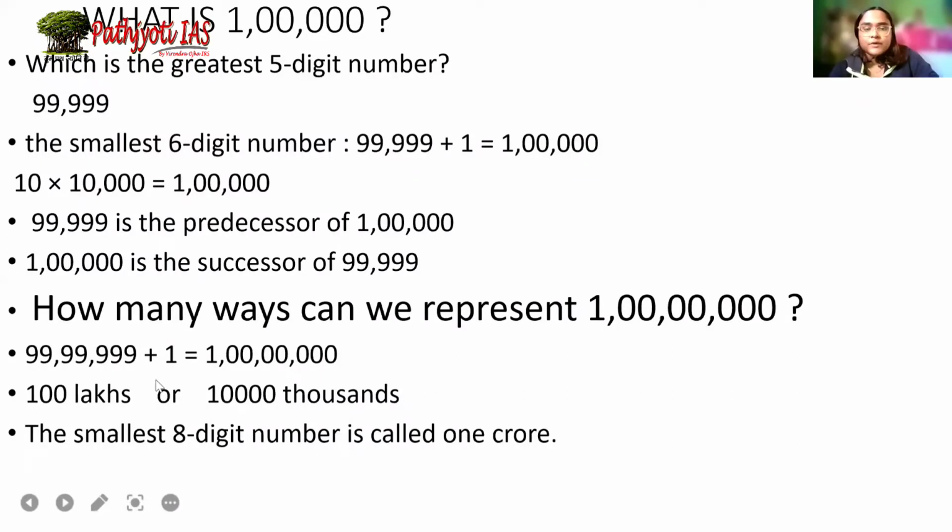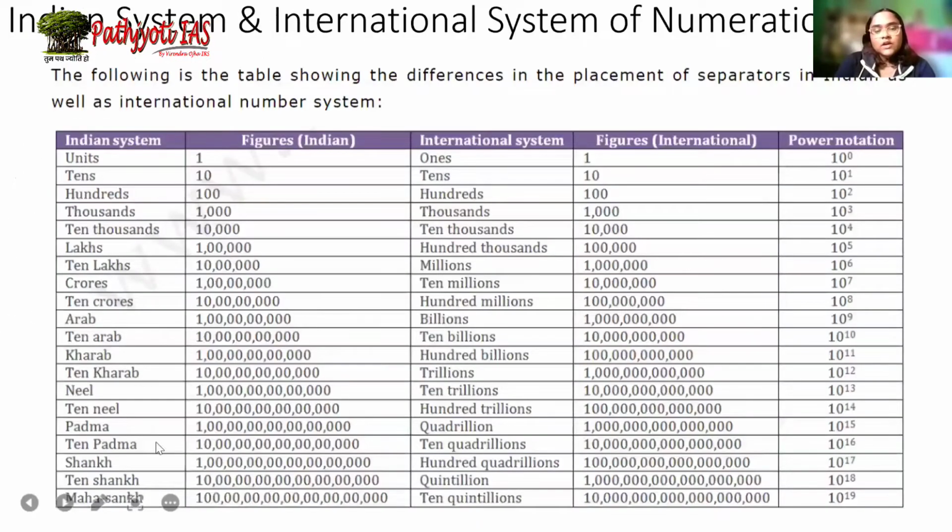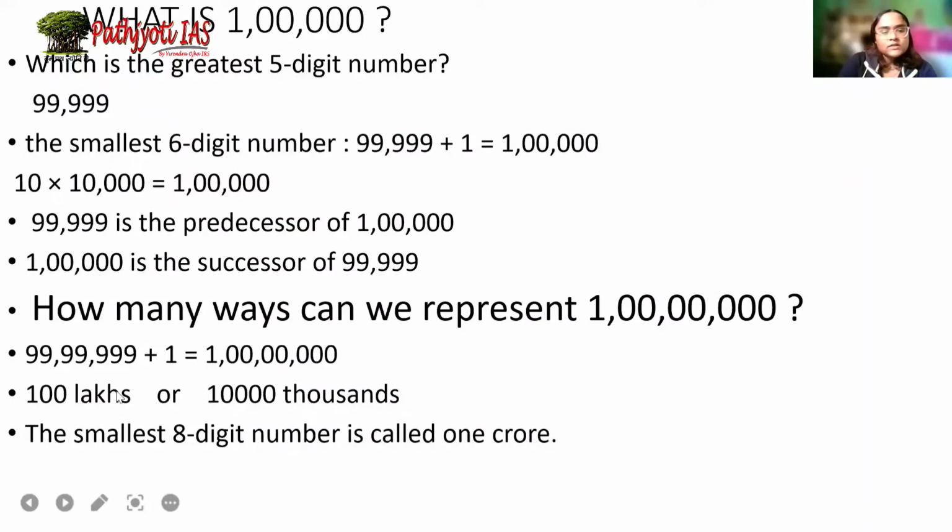Okay. So we can also represent it in various forms, like 100 thousands, or 10 ten-thousands. We can mention it like this. And the smallest 8-digit number is 1 crore, right? So basically, these are just representations, and next we'll move forward with the number system.